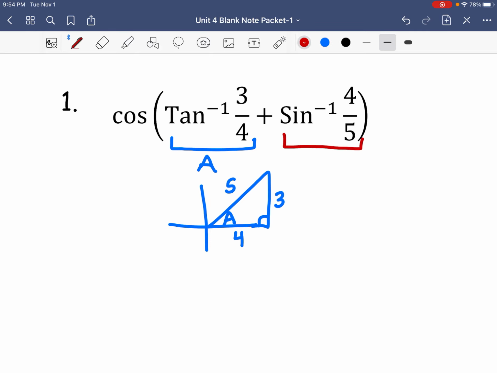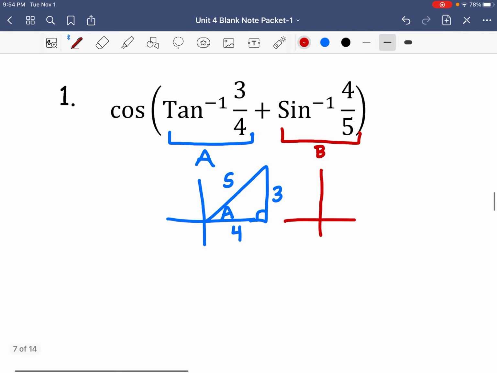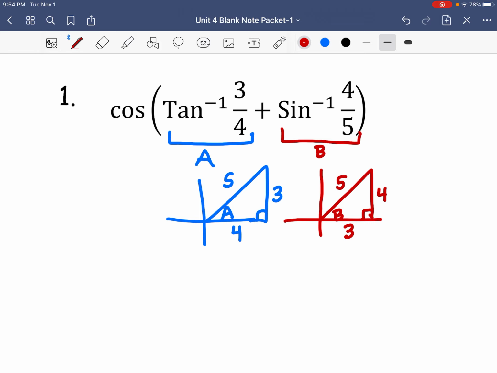Hypotenuse is 5. Then it says plus inverse sine. The answer to this one is also going to be an angle. I don't know what it is, so I'm going to call it angle B. Let's draw our triangle. Inverse sine, we're allowed to be in 1 or 4. Because this is positive, we are going to pick quadrant 1. Draw your triangle. Label this angle B. Sine is opposite over hypotenuse. Missing leg is 3.